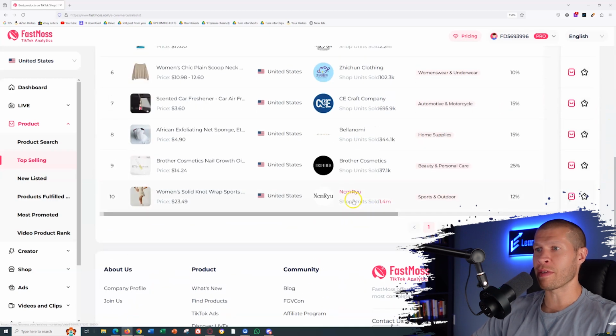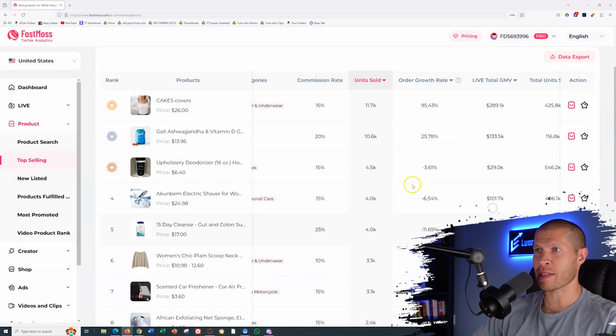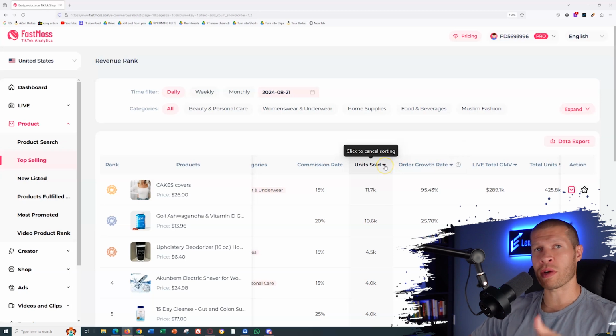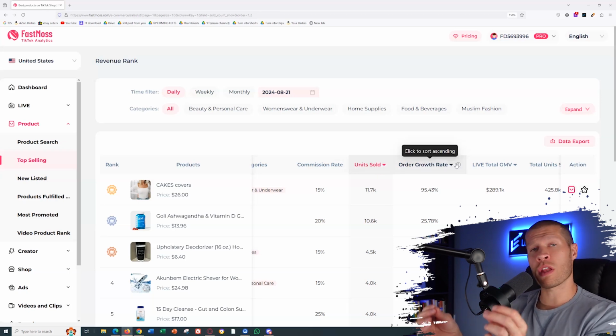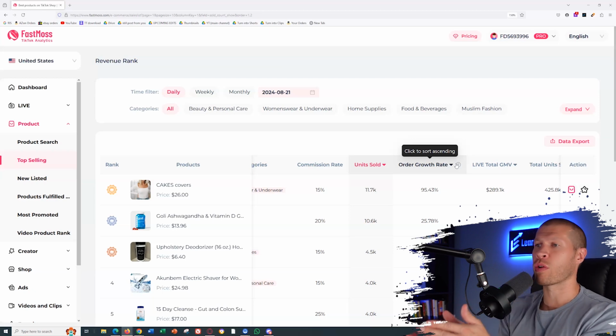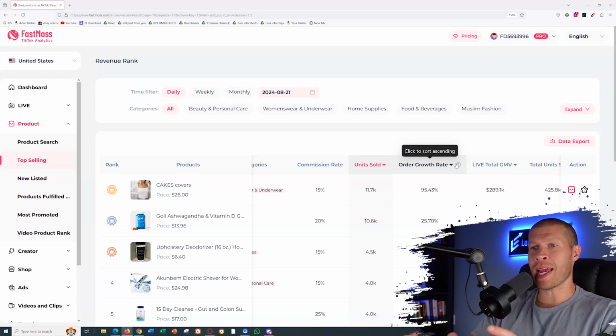If you scroll down, obviously, you can scroll over and see more insight. So you can see the units sold as well, and you can click up and down on the arrow to sort highest or lowest. You can also see, and one of the most important factors for me is the order growth rate, because this is going to be an indicator. You can look at the trends of the actual chart of the sales, and that is important. We're going to do that here in a second.